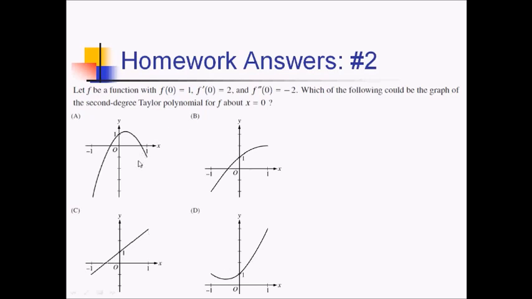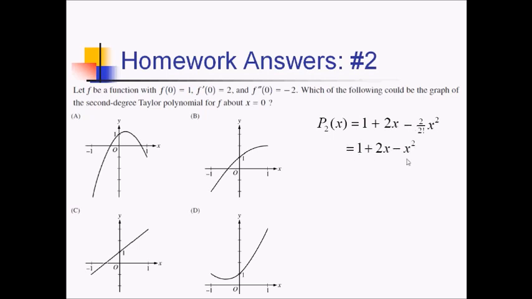But in order to pick between A and B, we actually need to know what this Taylor polynomial looks like algebraically. So let's put it together. So we're going to have p of x, I'll say p sub 2 of x equals f of 0, that's 1, plus f prime of 0 times x, so that's 2x, plus f double prime of 0 over 2 factorial, x squared. So that's going to be negative 2 over 2 factorial x squared, just using our Taylor formula here. All right, well, I can simplify this to just negative x squared over there.